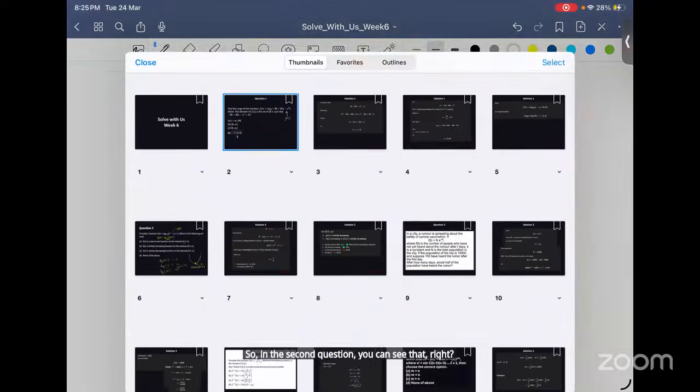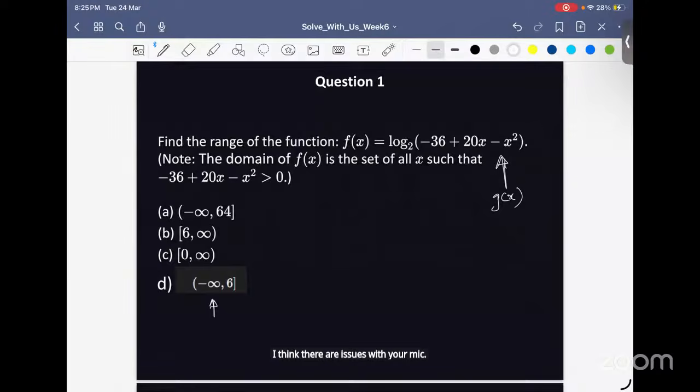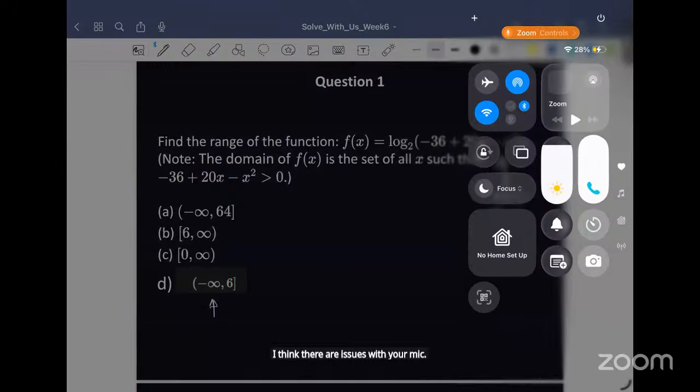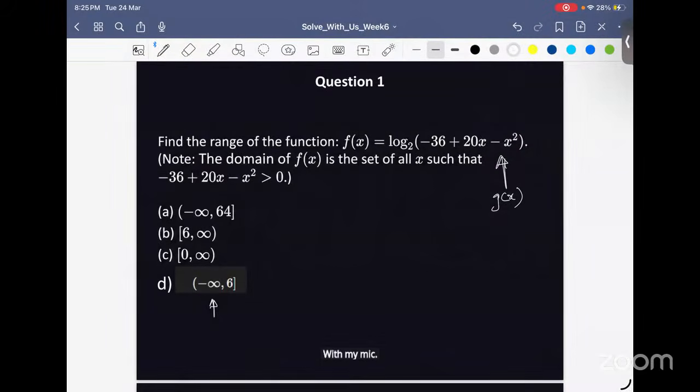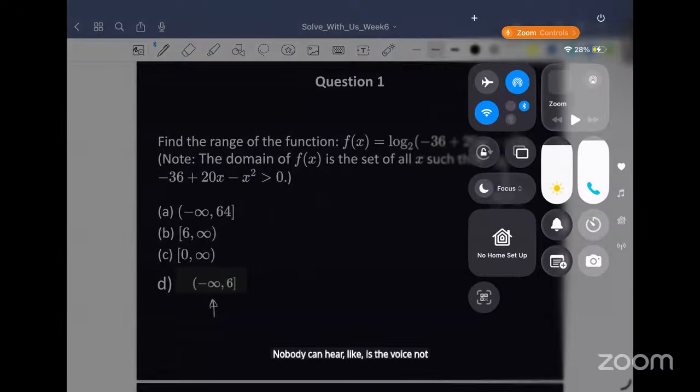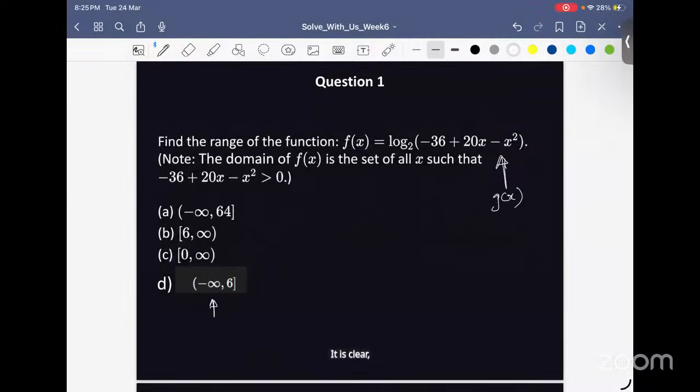I think there is an issue with your mic. With my mic? Can you hear me fine? Is it with everyone? Nobody can hear? Is the voice not clear? It is clear, sir, now.